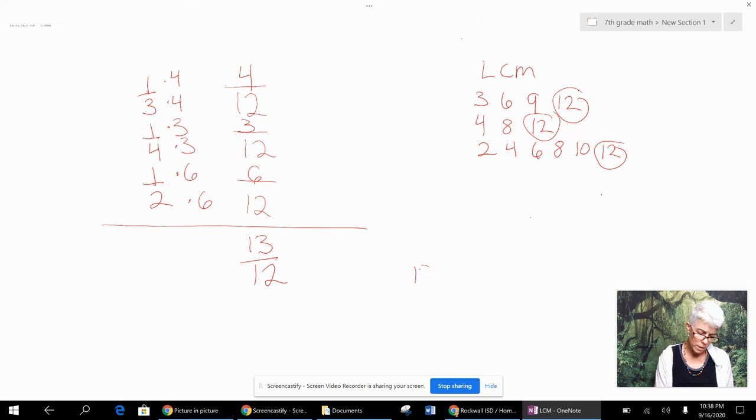So I'm going to put the 13 in the house, the 12 on the outside. 12 goes into 1 zero times, but it goes into 13 one time. When I subtract, I have a remainder of 1. And so what we haven't talked about, though you did it last year and the year before, is that 1 now becomes the numerator, and the denominator is still the 12. So 13 over 12 is equal to 1 and 1 over 12.